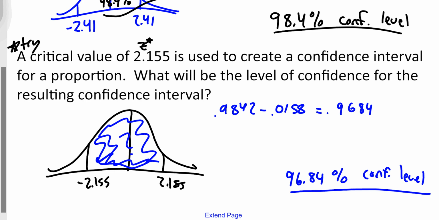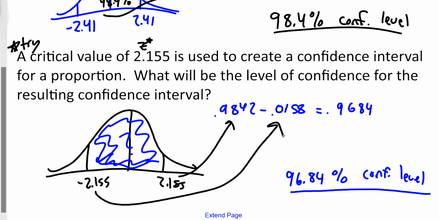All right, I have my work there. We were trying to find that middle percentage. So I found the proportion of everything less than 2.155 and everything less than negative 2.155. Subtract them. I got 0.9684. That's a 96.84% confidence level.